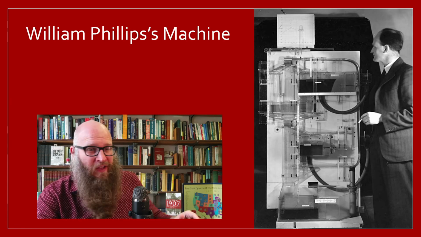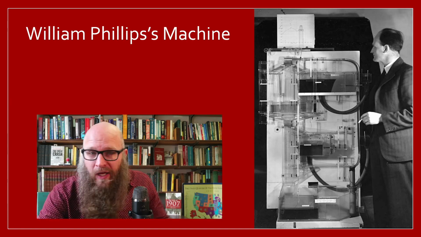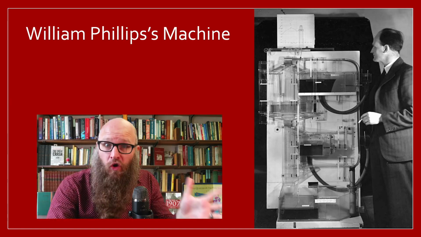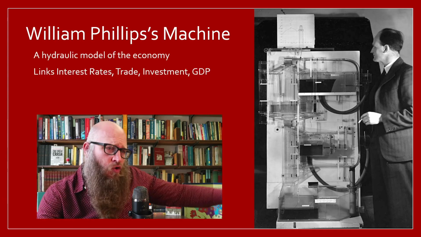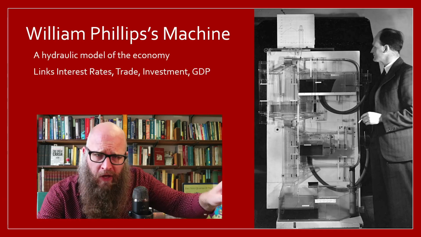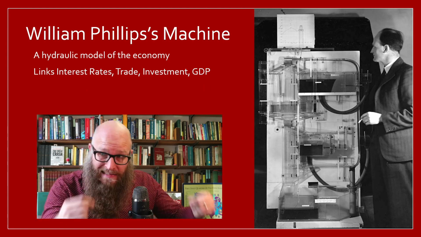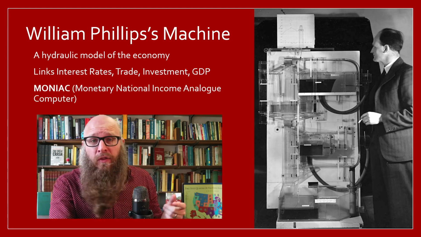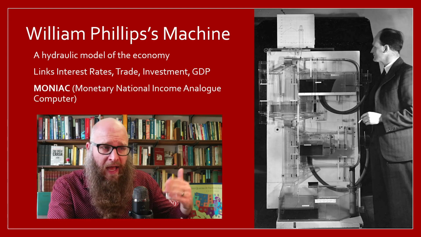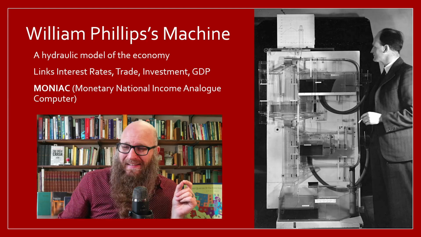William Phillips developed a rudimentary hydraulic model of the macroeconomy, a physical machine. It linked interest rates, trade, investment, GDP, and other things, all together in a circular flow. Literally, the water flowed. They called it the MONIAC. That stood for Monetary National Income Analog Computer. Let's take a look at it.